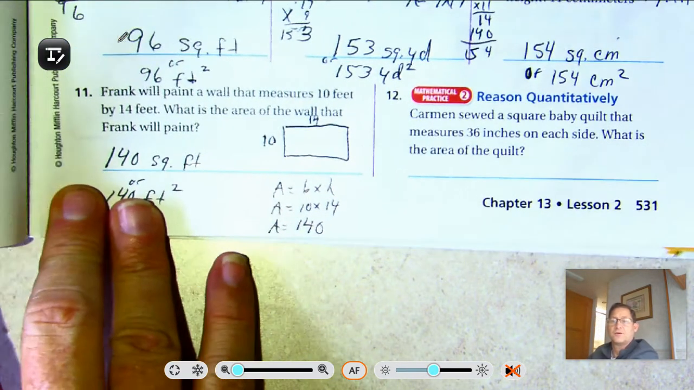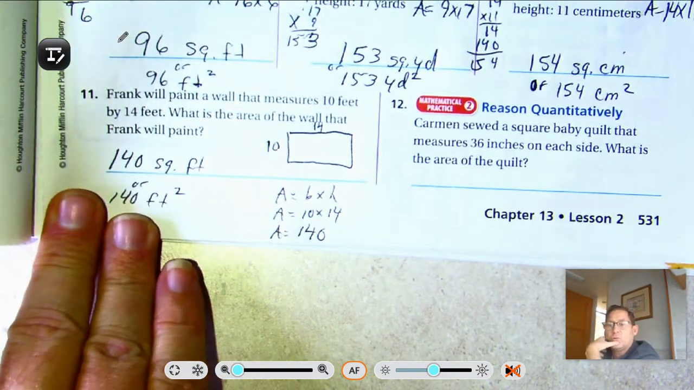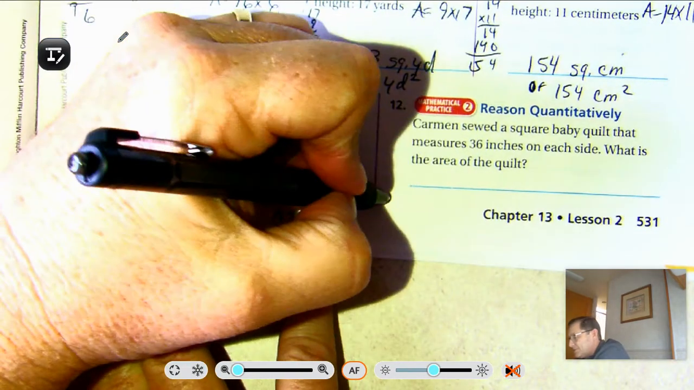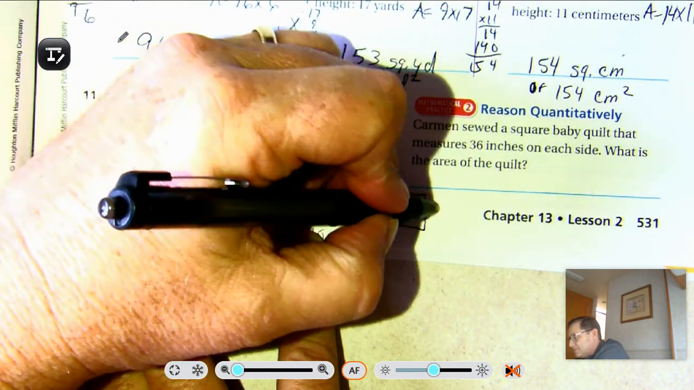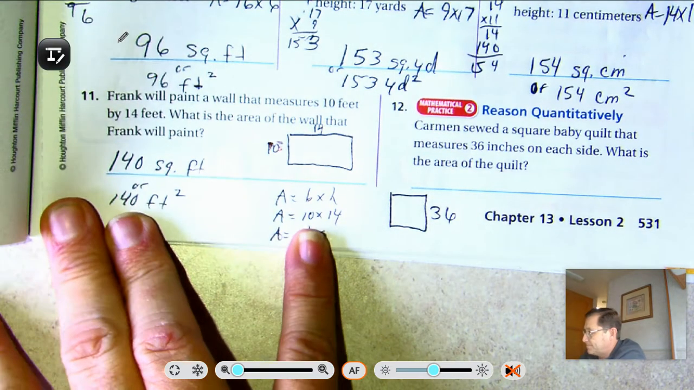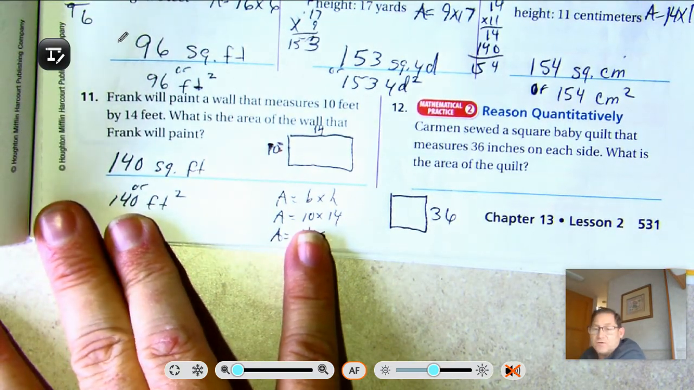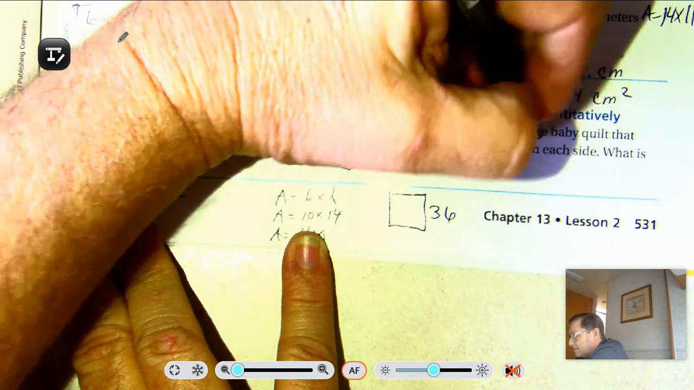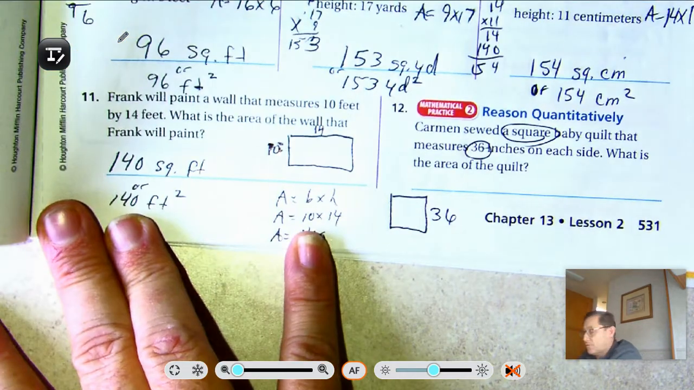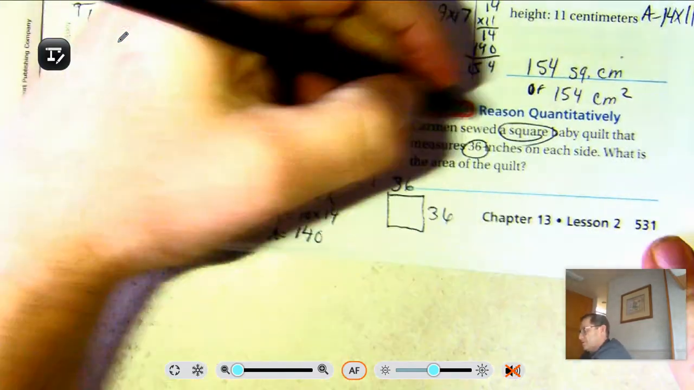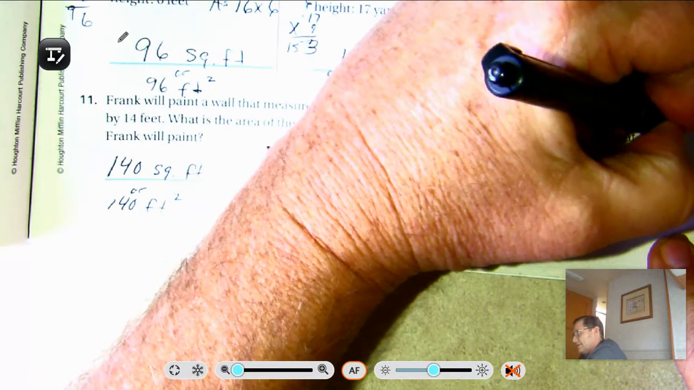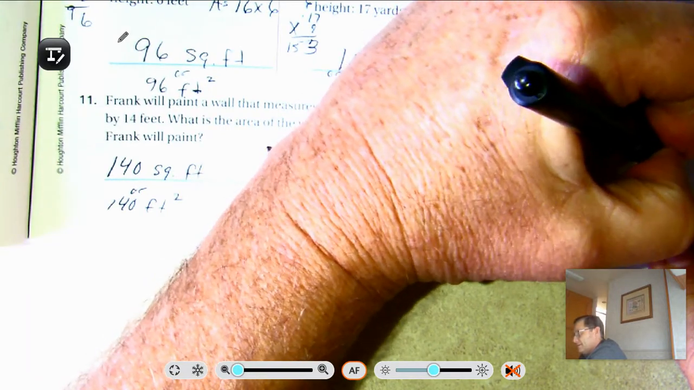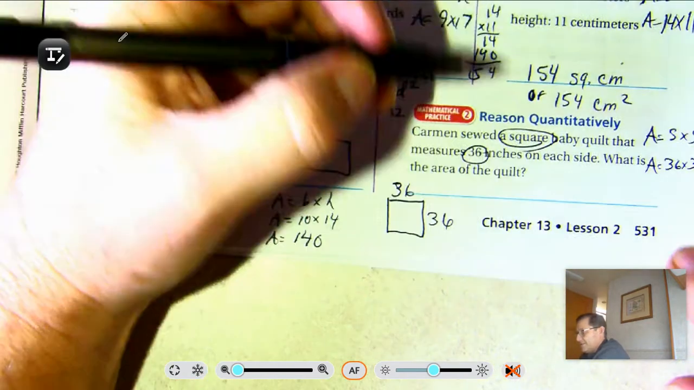And number 12. Carmen sewed a square baby quilt that measures 36 inches on each side. What is the area of the quilt? Okay, square, all sides equal. So area equals side times side. So 36 times 36.